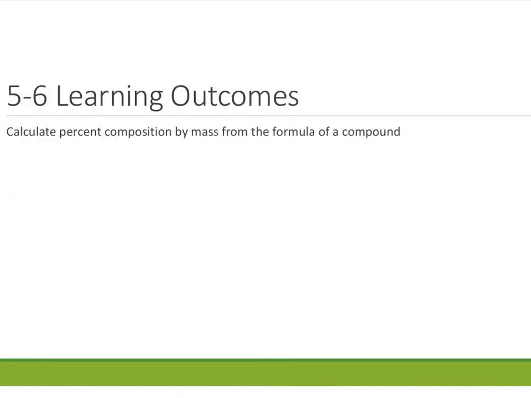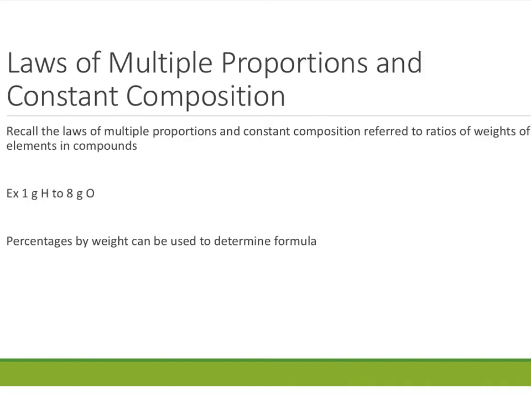In section 6, we're going to talk about calculating percent compositions by mass from formulas of a compound. Recall the laws of multiple proportions and constant composition refer to ratios of weights of elements in compounds. For example, we said that 1 gram of hydrogen and 8 grams of oxygen was always water. If you had a compound that was not 1 gram of hydrogen and 8 grams of oxygen by mass, you didn't have water. We can use these percentages by weight to help us determine formula, and it's also very helpful sometimes to be able to determine the identity of something through its percent composition.